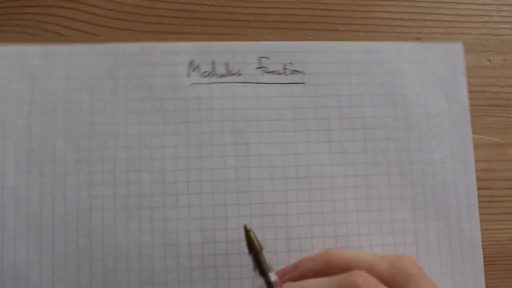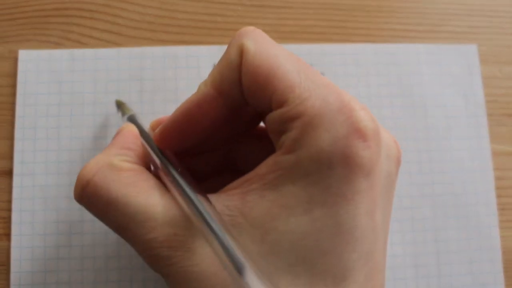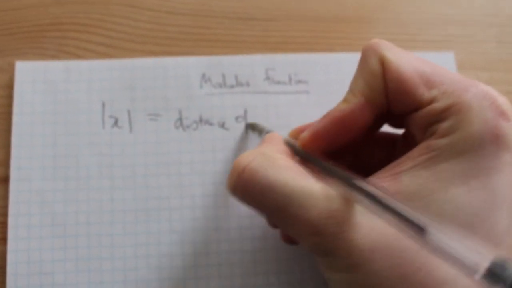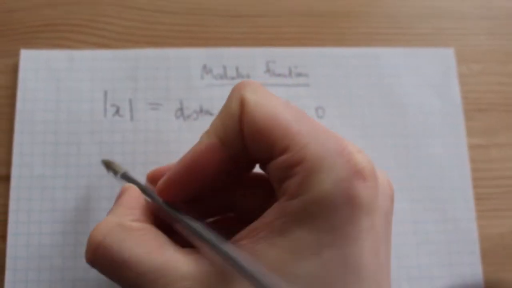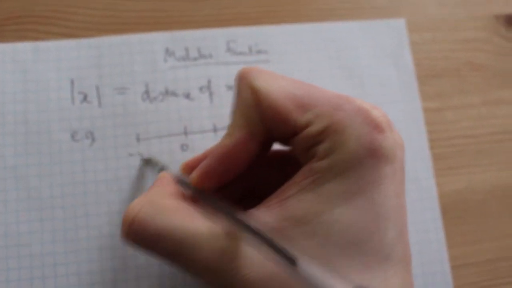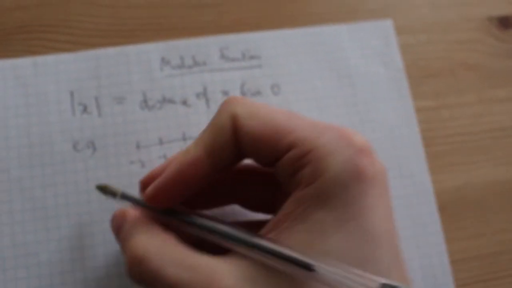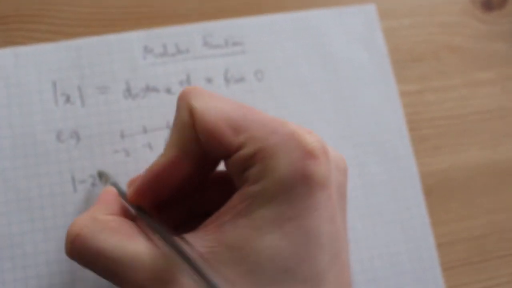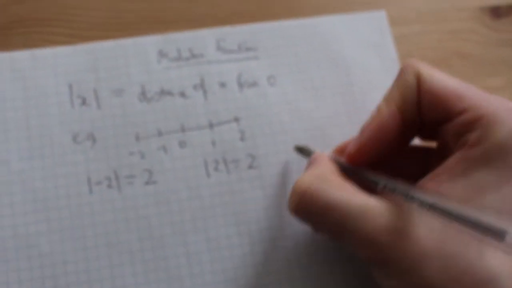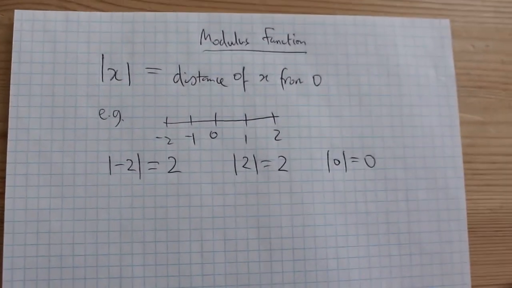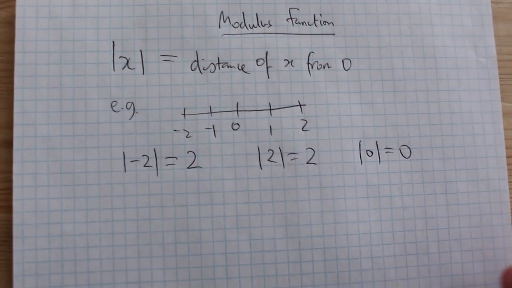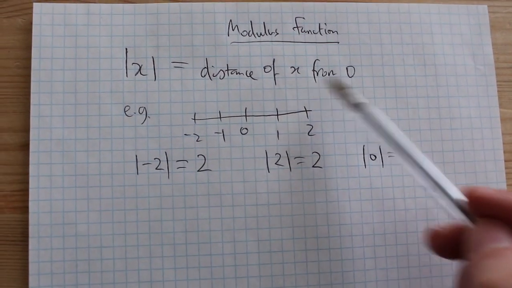Okay, so I'm going to start by talking about the modulus function. The modulus of a real number x is the distance of x from 0. So for example, if we consider a number line going from -2 to 2, the modulus of -2 is 2, the modulus of 2 is also 2, and the modulus of 0 itself is 0. So the modulus of a real number is written inside bars like this, and the modulus of any real number x is simply its distance from 0.